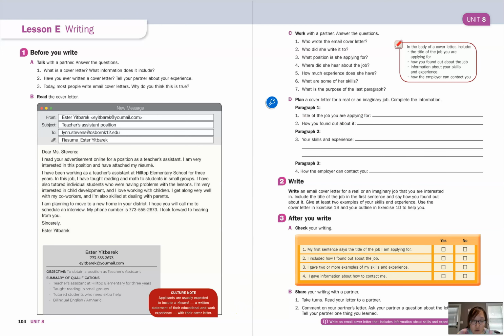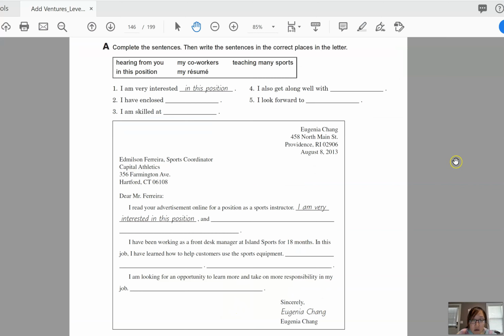We're going to look at a worksheet. So let's look at this exercise. Complete the sentences, then write the sentences in the correct places in the letter. Okay, so first we're going to do this, and then we're going to put these sentences in the right places to complete this letter. So I'm going to give you some time to do this entire worksheet, and then you can continue. So pause and continue.